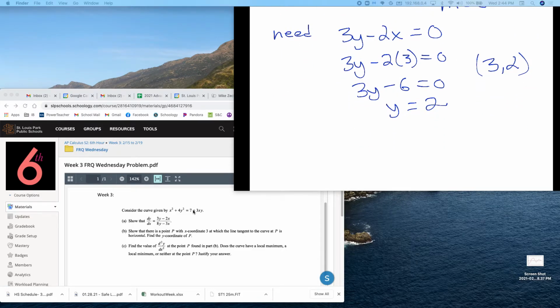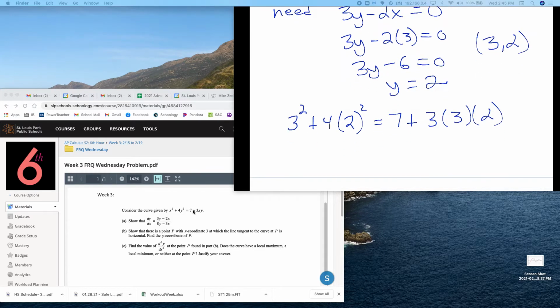So we'd go back to the top and we'd do 3 squared plus 4 times 2 squared equals 7 plus 3 times 3 times 2. And you just show that those two sides are equal. If you just do the calculations on one side and you know you've done everything right, you technically maybe don't even need to do the other side.